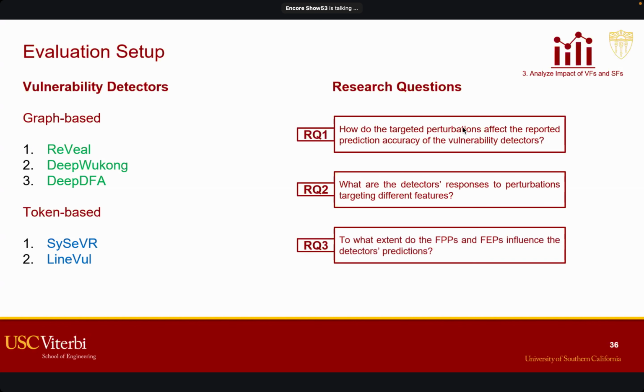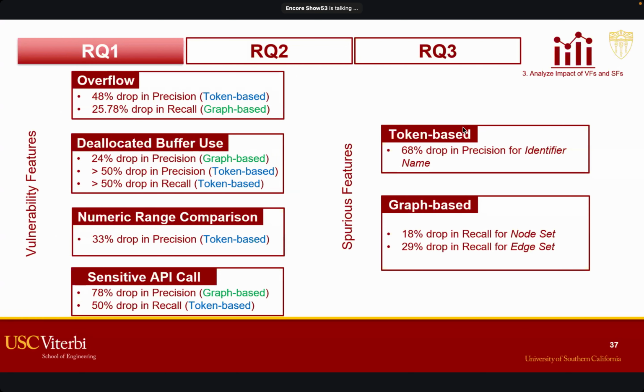And lastly, we wanted to see how the FPPs and FEPs individually influence the detector's predictions. To answer RQ1, we noticed significant drops in both precision and recall. I will not go over all the numbers here, but for precision, we saw somewhere from 24% to 78% drop, and for recall, we saw over 50% drop in many cases.